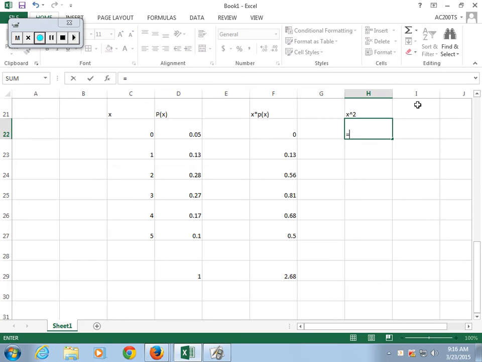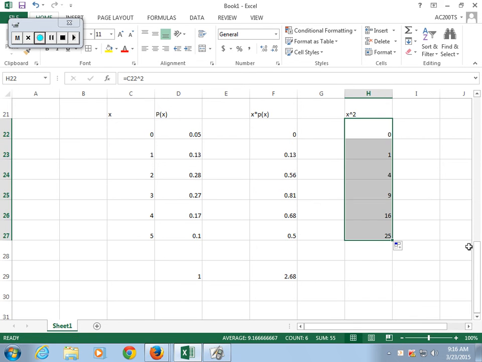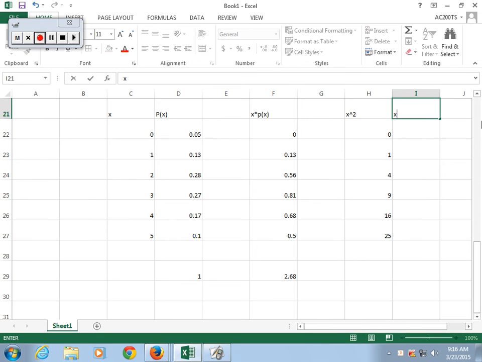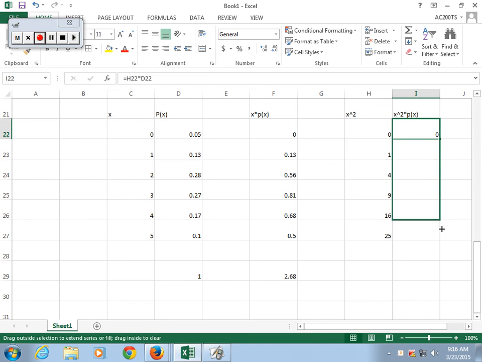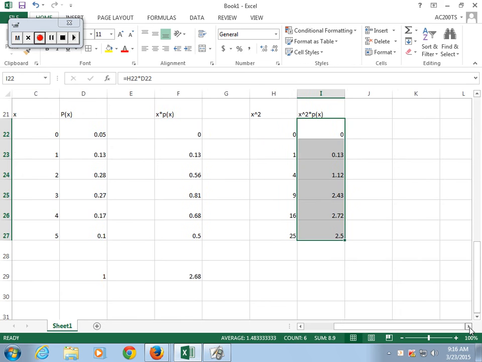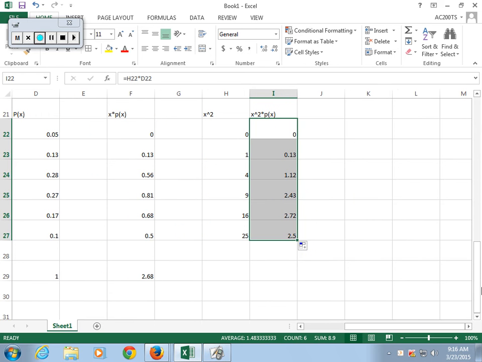X squared, and copy that down and take x squared times what? Times p of x. This is where you got to watch it. Be careful, because I'll do it in a heartbeat. Times p of x, which is right there, and copy it down and slide it over so y'all can see it. Thank you. Now y'all know why I have Bannon do this, because I suck at it. There we go.